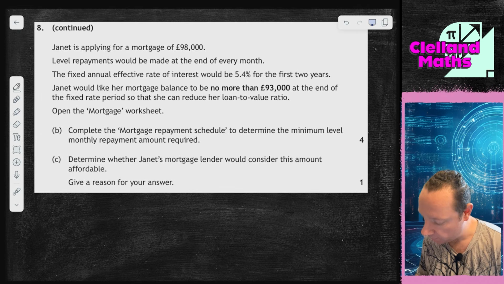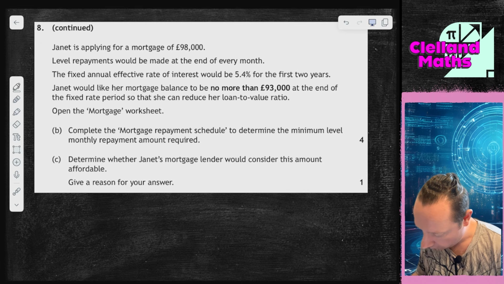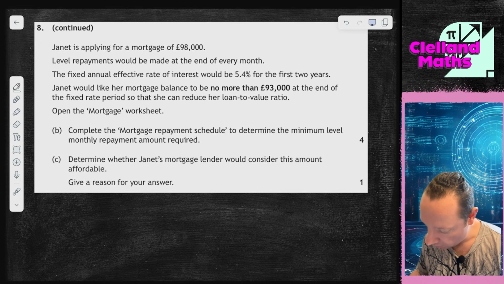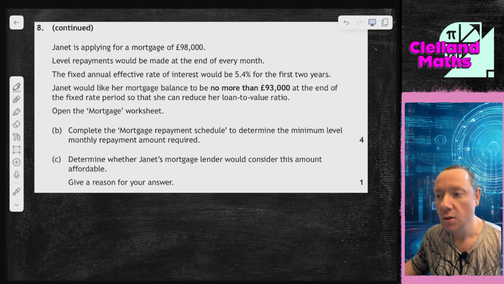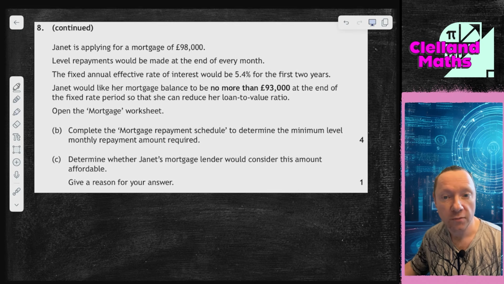Part B, complete the mortgage repayment schedule to determine the minimum level monthly repayment amount required. Then determine whether Janet's mortgage lender would consider this amount affordable. Give a reason. In other words, you should use the 28-36 rule. So let's look at the actual spreadsheet first for Part B.